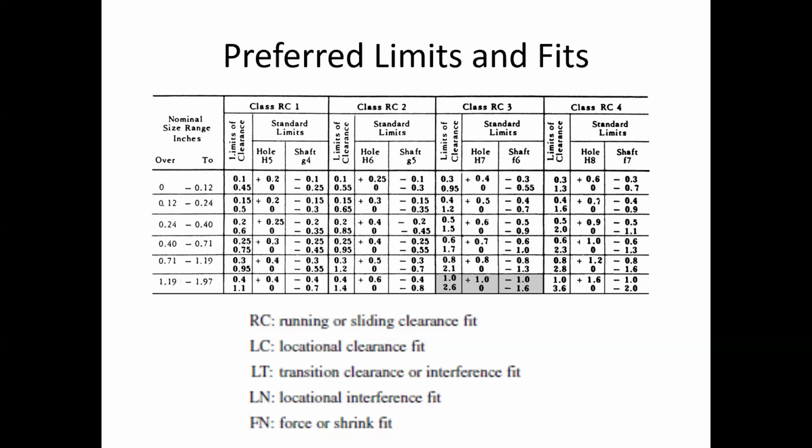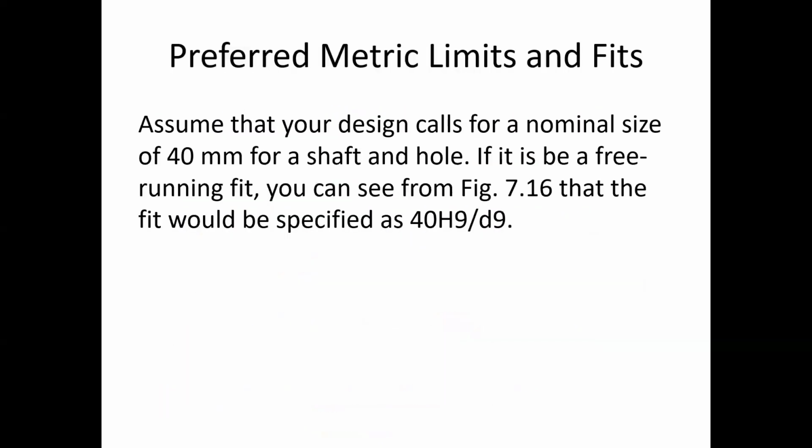But we understand clearance has that C at that second digit. We understand that interference has that N. So LN and FN are interference, and that T is transition. We didn't really talk about the metric ones, so I will spend a minute here.